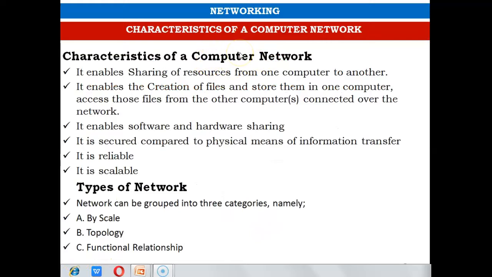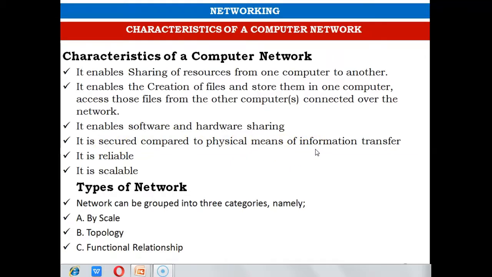Characteristics of a computer network. It enables sharing of resources from one computer to another. It enables the creation of files. It enables software and hardware sharing. It is secured compared to the physical means of information transfer.